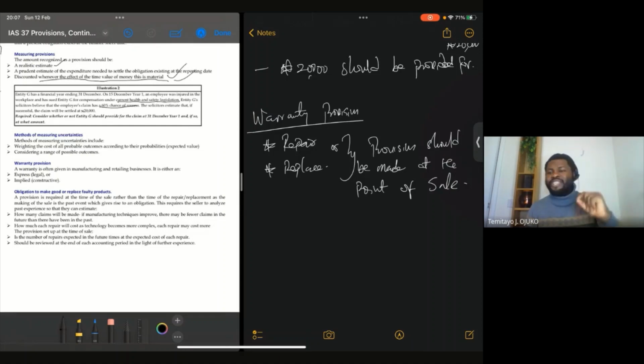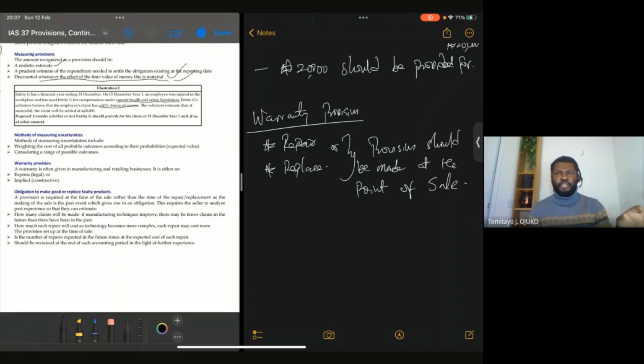So we are saying that the obligation is at the point of sales and not at the point of repairs. This requires the seller to analyze past experience so that they can estimate. So as a seller, you need to estimate, based on the past, how many claims will be made. If manufacturing techniques improve, there may be fewer claims. So you need to look at it in the past.